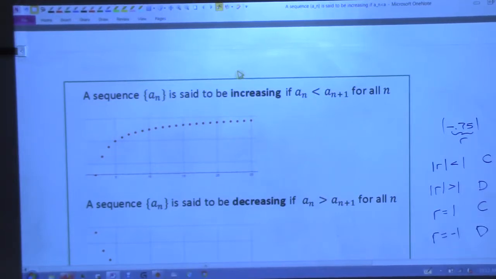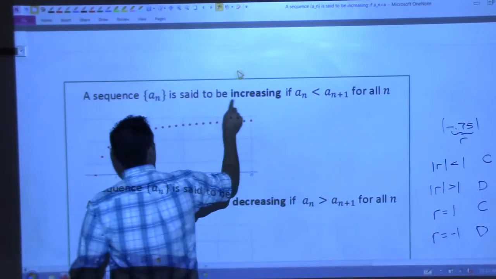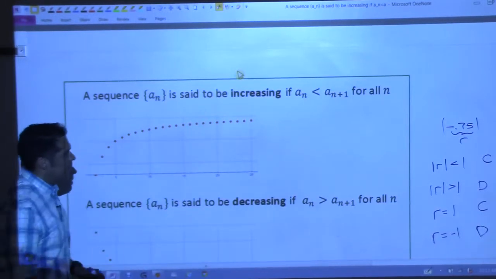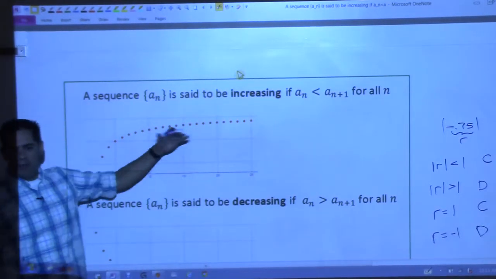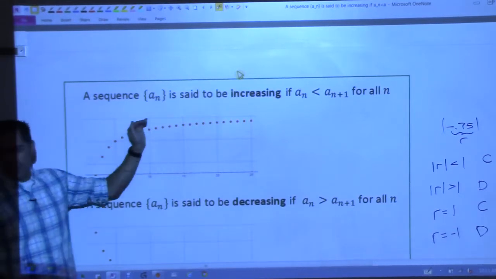Some new definitions, but you've seen these in Cal 1. They just have a different sort of notation to them. A sequence is said to be increasing if it looks like this. And that should make sense to everyone, right? If you read it from left to right like a book, the dots are going up.